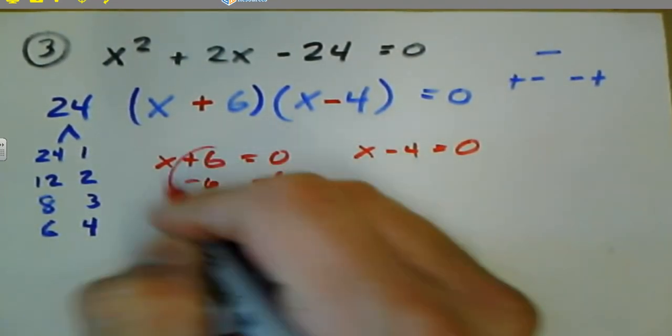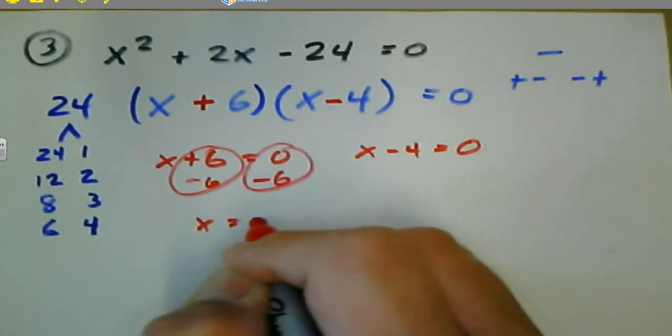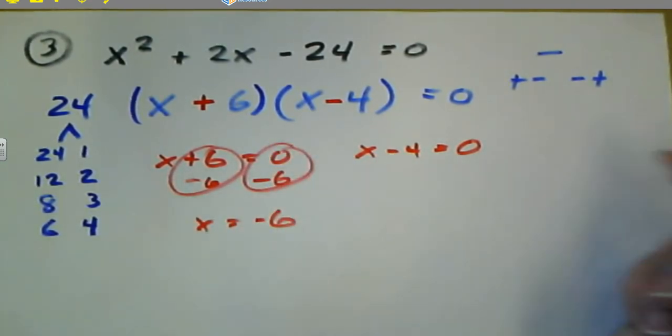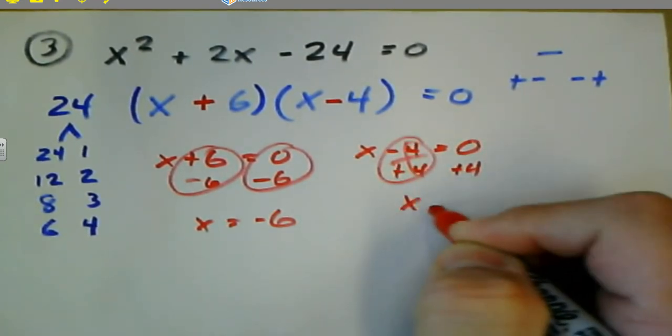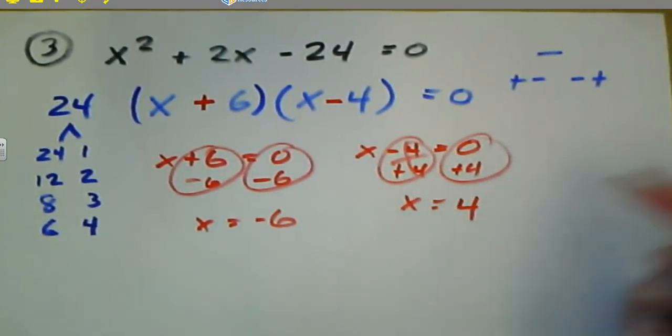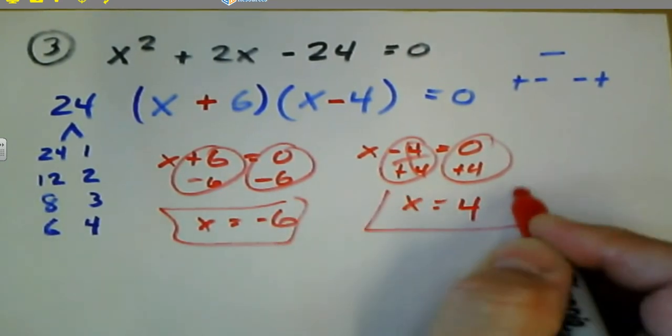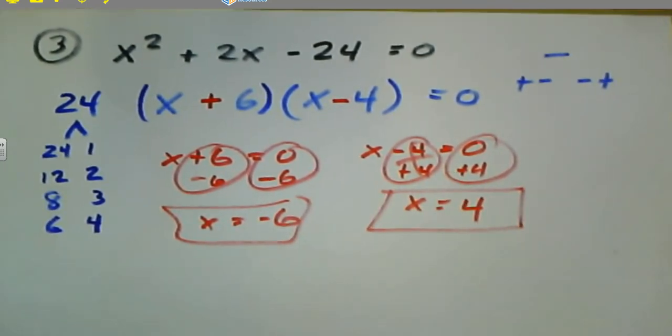So subtract 6 from both sides. 0 minus 6 is -6. Add 4 to both sides. 0 plus 4 is 4. These are our x-intercepts.